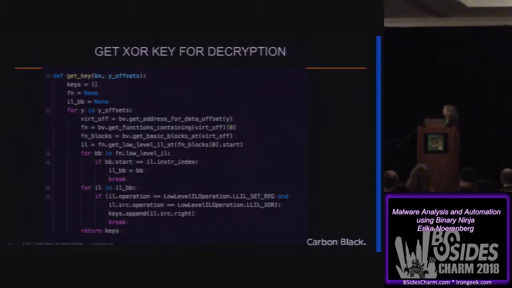So I'm just going to say, give me the low-level intermediate language for that block. And then I can iterate over that. For every basic block in that LLIL, I want to look at the instruction index. And then for each of those ILs, I want to look at the actual operations. So if there's an LLIL set reg and an LLIL XOR operation, then I want to say this IL source write is giving me the second parameter for that call. That's going to be my XOR key, and I'm just appending that to my keys. In this case, there's only one, but in case you had multiple.